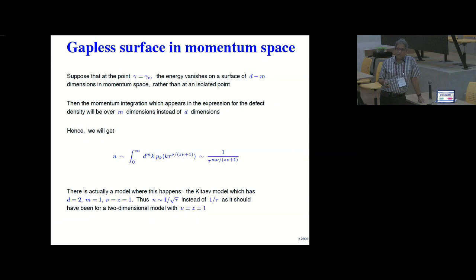So the point is that we are integrating over m dimensions, and the other d minus m dimensions are gapless. So that doesn't give you anything special. It basically contributes zero to the defect density.